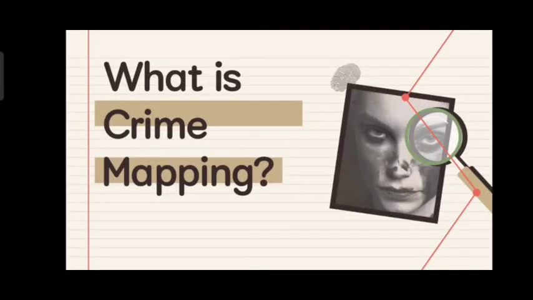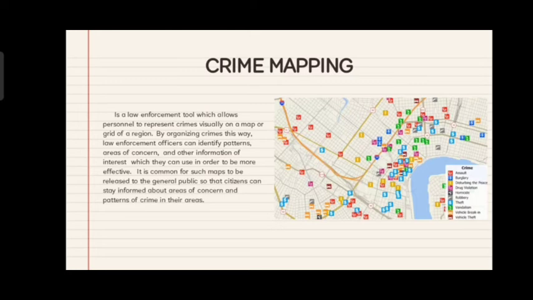What is crime mapping? So, crime mapping is a law enforcement tool which allows personnel to represent crimes visually on a map or a grid of a region. By organizing crime this way, law enforcement officers can identify patterns, areas of concern, and other information of interest which they can use in order to be more effective. It is common for such maps to be released to the general public so that citizens can stay informed about areas of concern and patterns of crime in their areas.